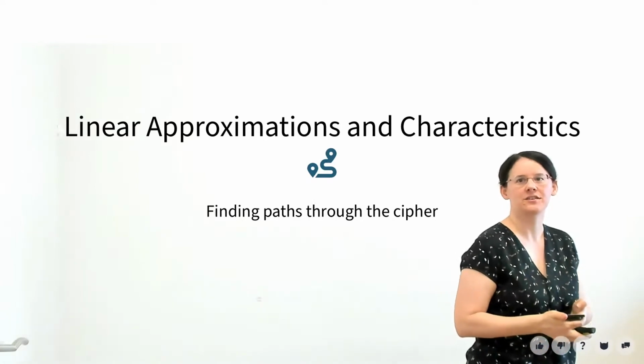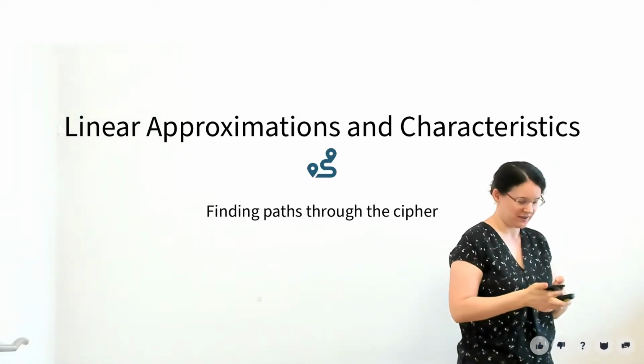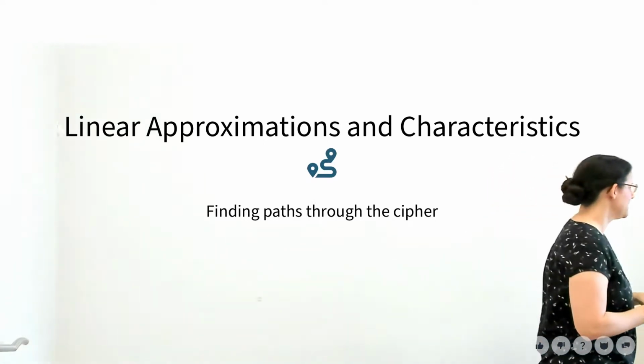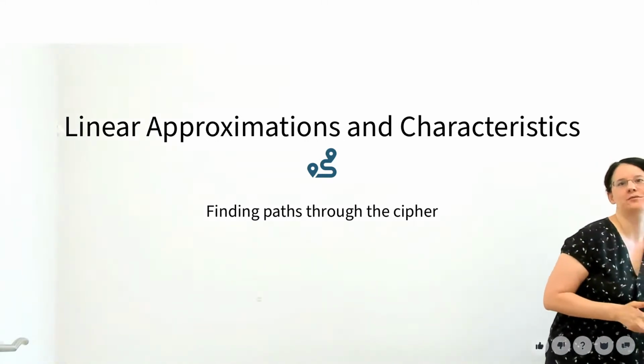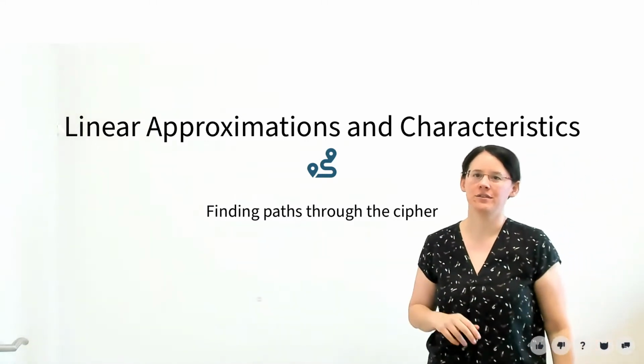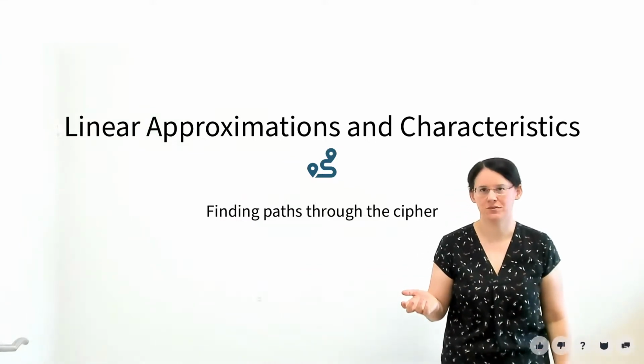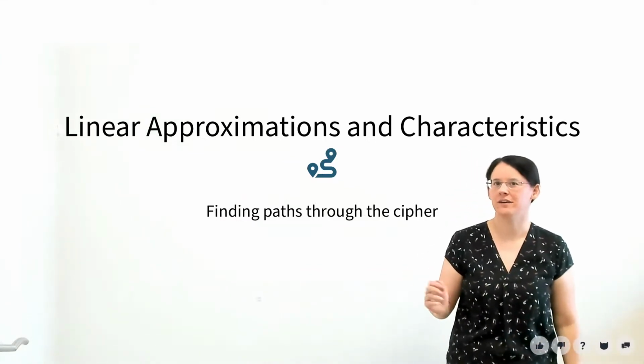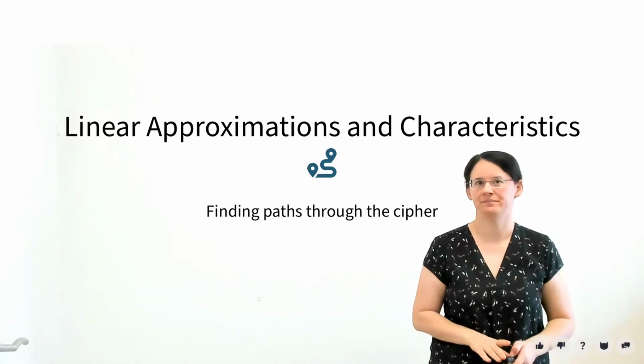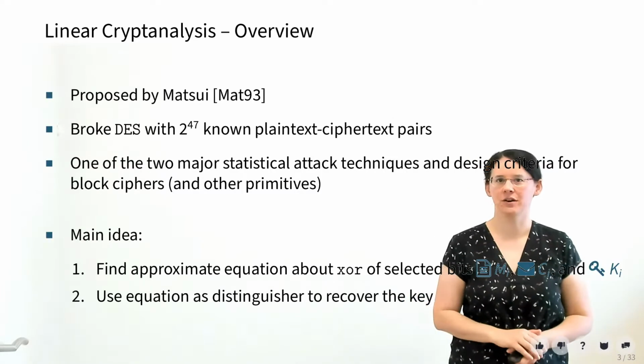And let's look at the concept of linear approximation and characteristics. So I've chosen this symbol here for this chapter because linear approximations are also called linear trails. And it essentially corresponds to finding a path of linear relations through the cipher. But let's have a look at an overview first.